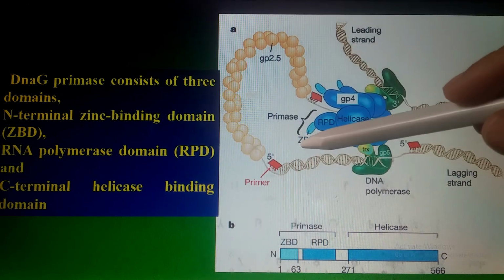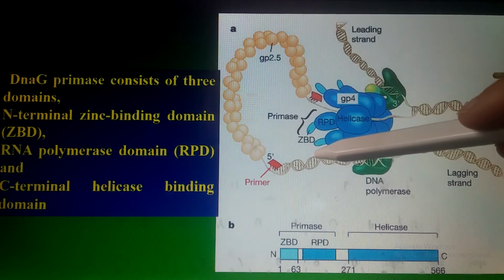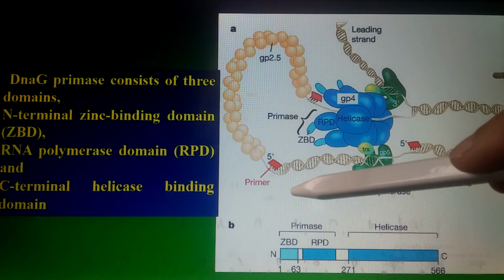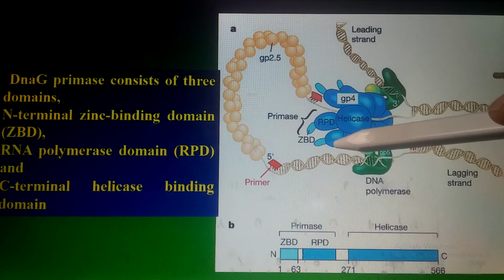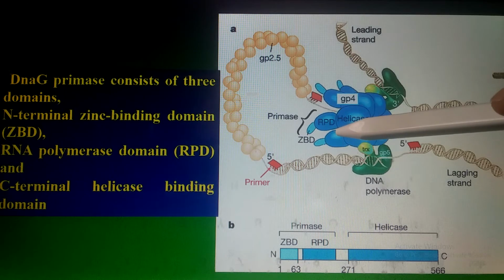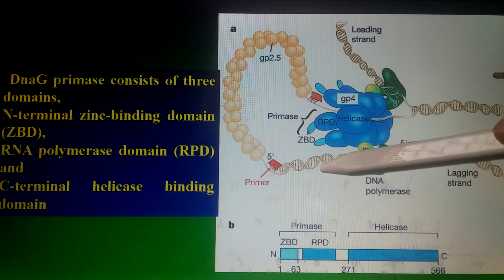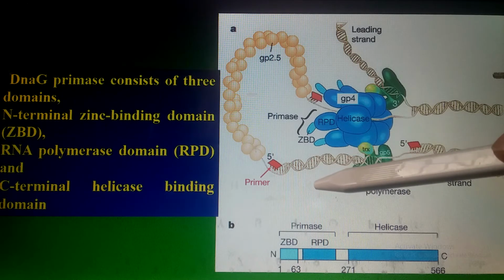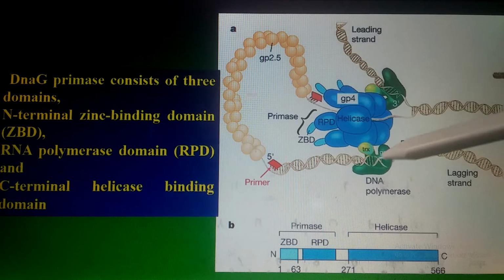Why is it called ZBD? Because the zinc is present here, so zinc binding domain. The other one is the RNA polymerase domain, and the C-terminus, which is the helicase binding domain, HBD. Is it clear? So this is the helicase which is attached with this primase. So what will happen?